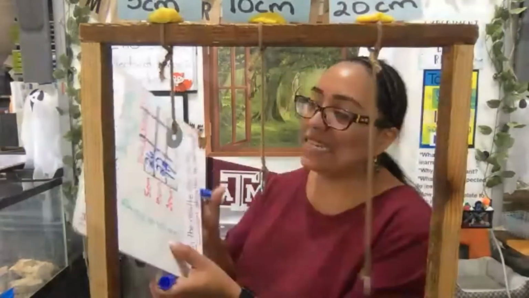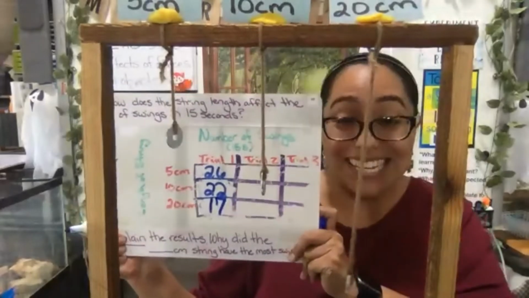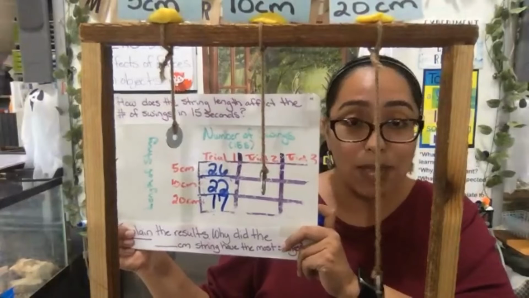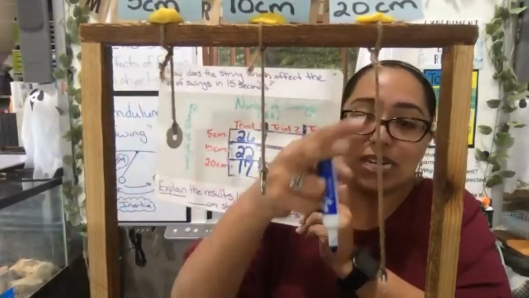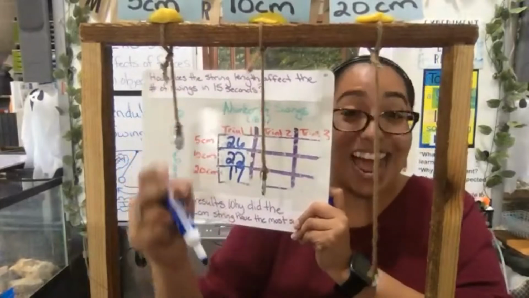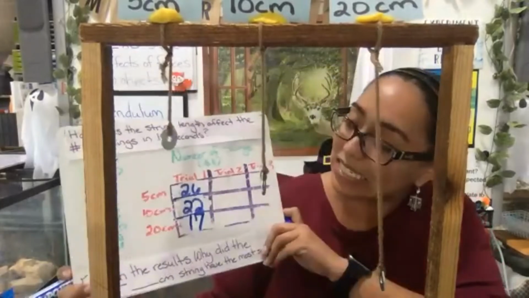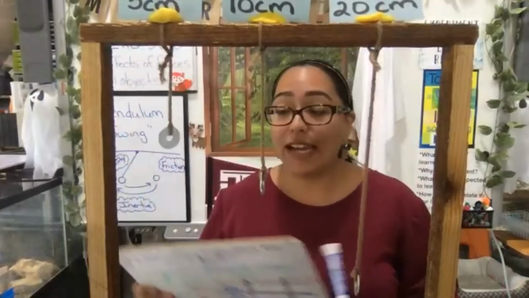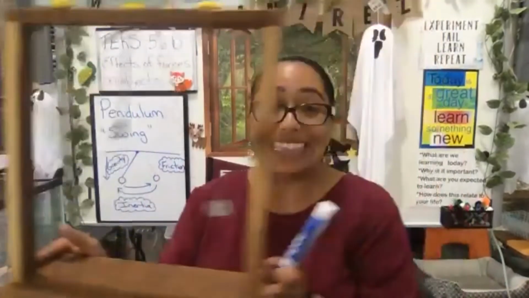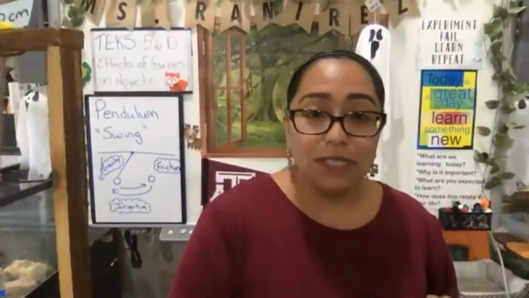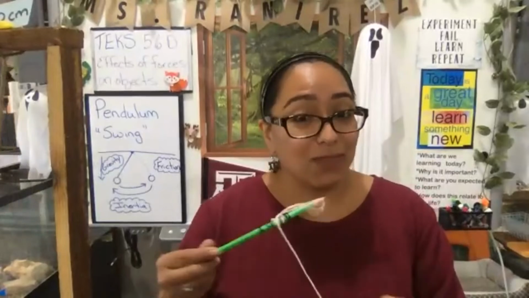So about 17. So hopefully you guys are able to see that yes, string length does affect the number of swings for our pendulums. So the longest string only had 17 swings. However, the shortest string had the most swings at 26 swings. So we do know that yes, the string length will affect pendulum swings. So a good scientist would repeat this experiment at least 2 more times to get good results. But since we're almost out of time, I'm going to let you guys finish this at home.